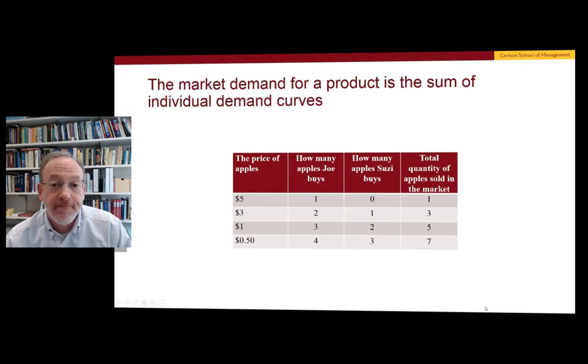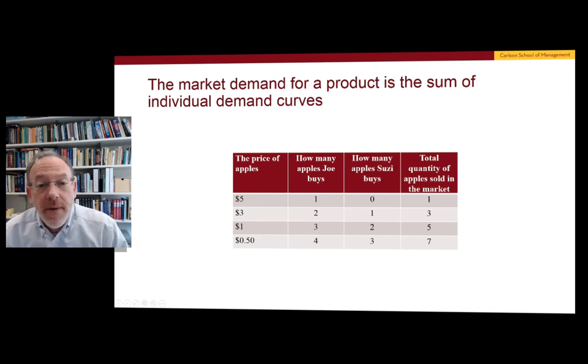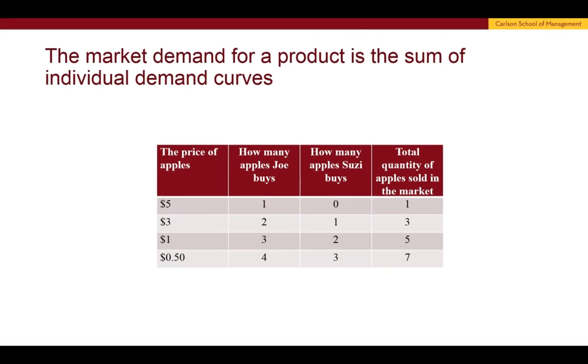Our next topic is individual and market demand. So it turns out that the market demand curve for a product is the sum of the individual demand curves. So what does that mean? Let's think about a world with two consumers, Joe and Susie.